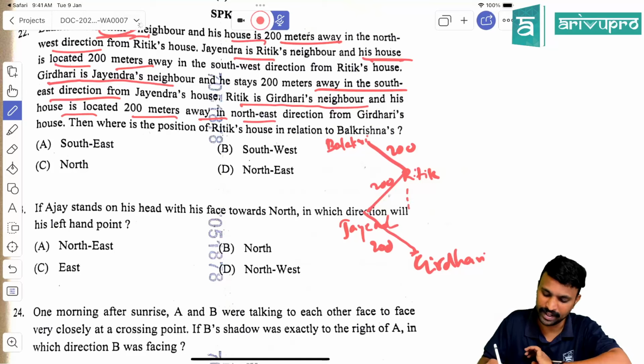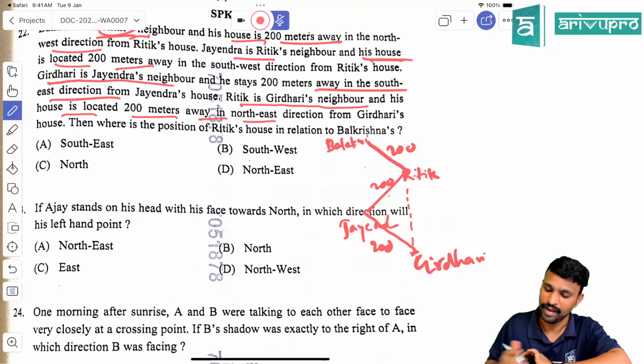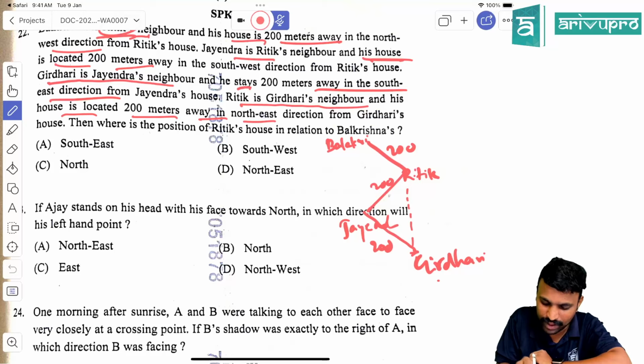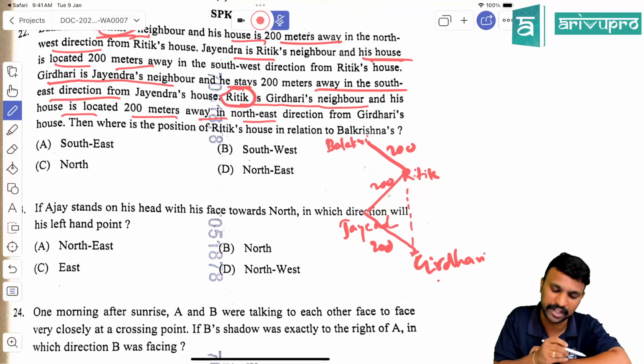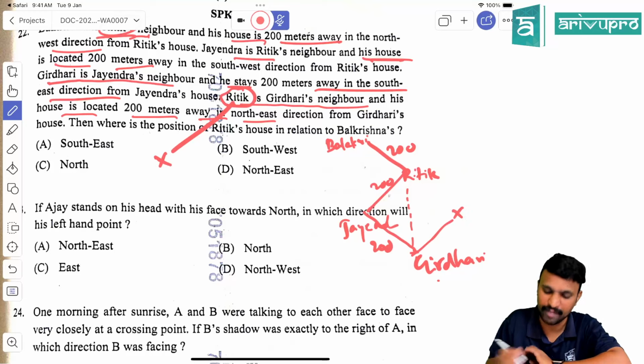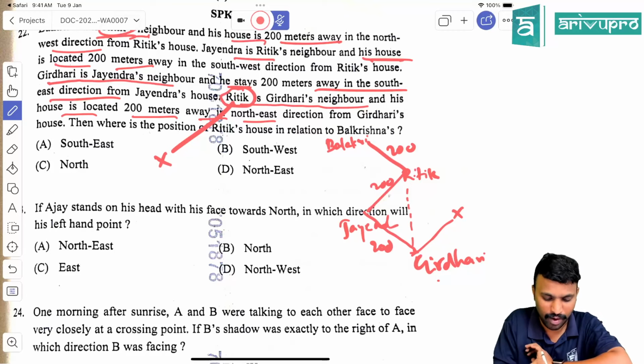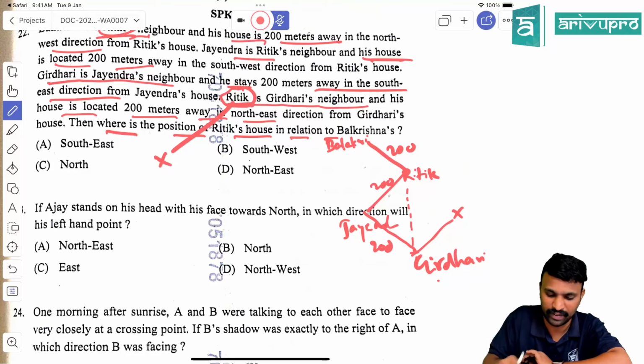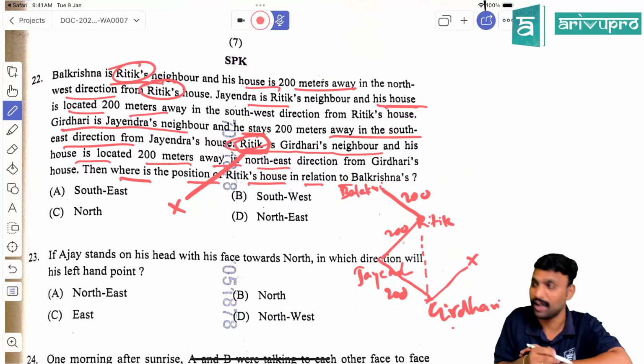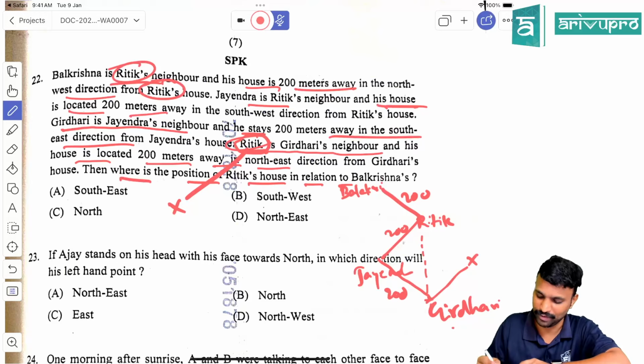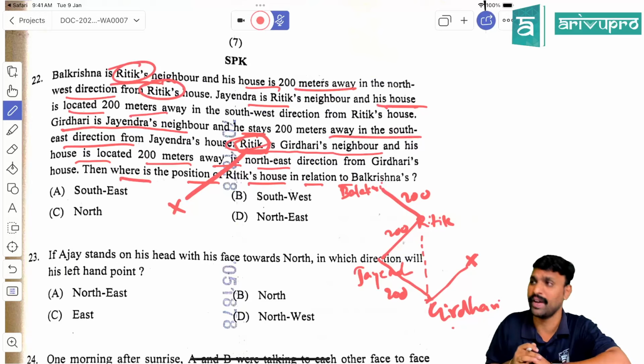Guys, it should not be Ritik actually, it should be someone else, because you can see Girdhari and Ritik are exactly in line. I have a doubt that Ritik is not Girdhari's neighbor. In place of Ritik, there should be someone else. If you assume this Ritik as someone else, X, let's say, what they're asking is, where is the position of Ritik's house in relation to Balakrishna? See, it's not Ritik actually, it is X, because they have given both as Ritik. Both cannot be Ritik. In both cases, if you assume X from Balakrishna, where is X?